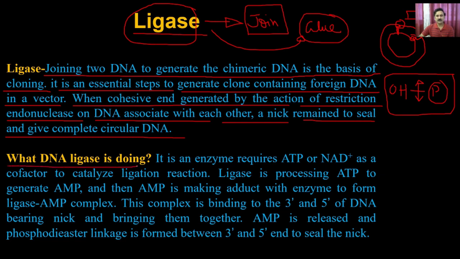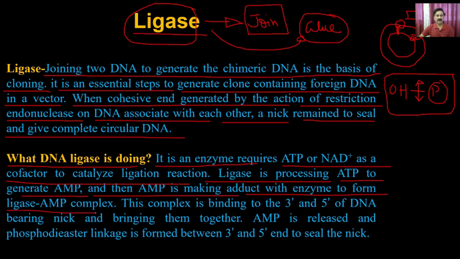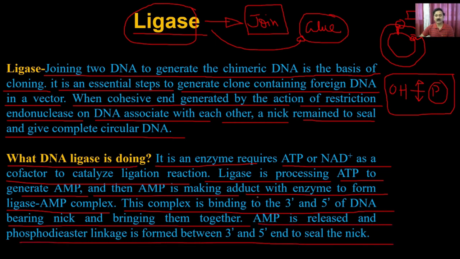So what is DNA ligase doing? It is an enzyme that requires ATP or NAD plus as a cofactor to catalyze the ligation reaction. Ligase processes ATP to generate AMP, adenine monophosphate, and then the AMP makes an adduct with the enzyme to form the ligase-AMP complex. This complex binds to the 3' and 5' ends of the DNA bearing the nick and brings them together. AMP is released and a phosphodiester linkage is formed between the 3' and 5' ends to seal the nick, which means it forms this particular type of bond.